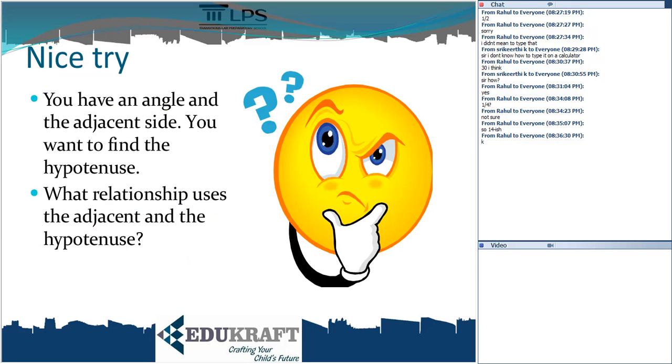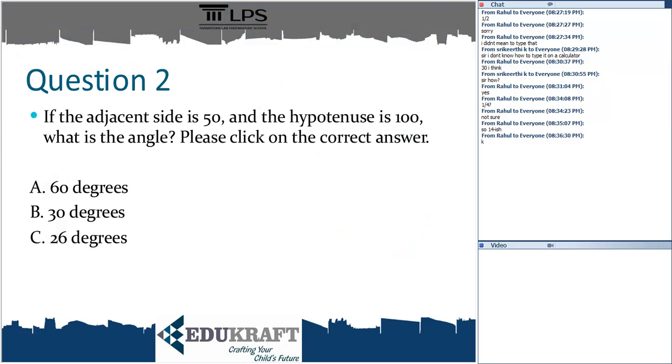The rule that you were supposed to use was the cosine rule, which was adjacent upon hypotenuse. Okay, and once you use that rule correctly, you will get the answer. Okay, look at another question. Okay, let's try to solve this question. Rahul and Sri Kirti, you also try solving the question.